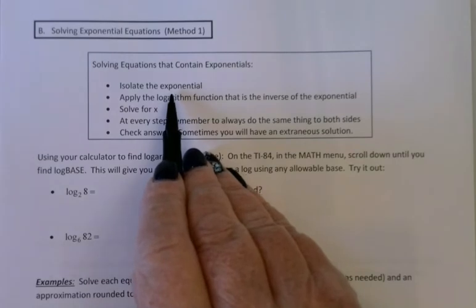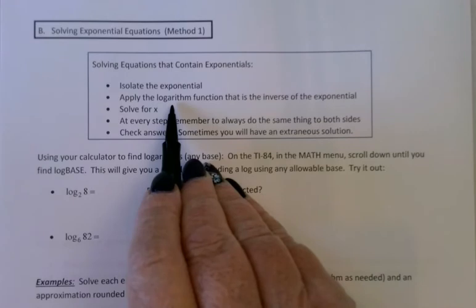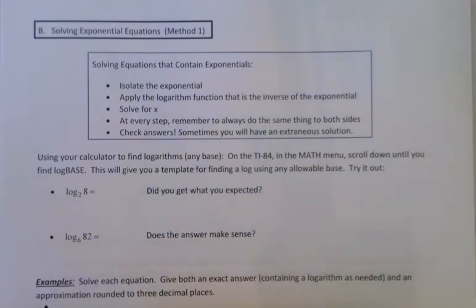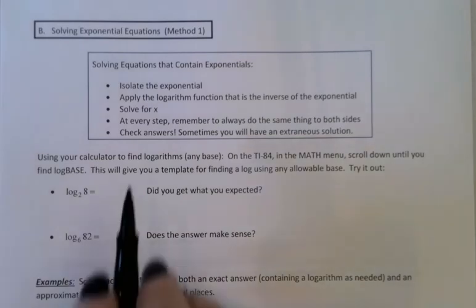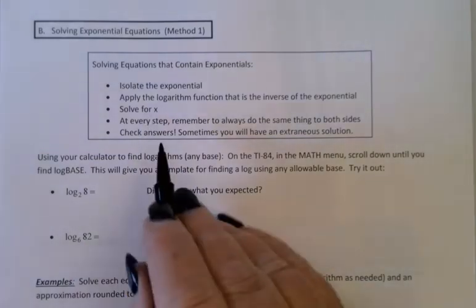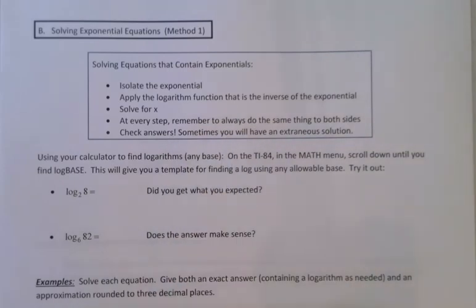First of all, we need to isolate the exponential, get it by itself on one side of the equation. We'll then apply the logarithm function that is the inverse of that particular exponential, the one with the same base. We should get an equation that we can solve for x. Always keep in mind, do the same thing to both sides of your equations, and do check your solutions to make sure you don't have any extraneous solutions.